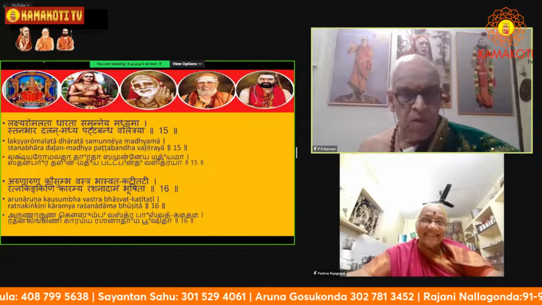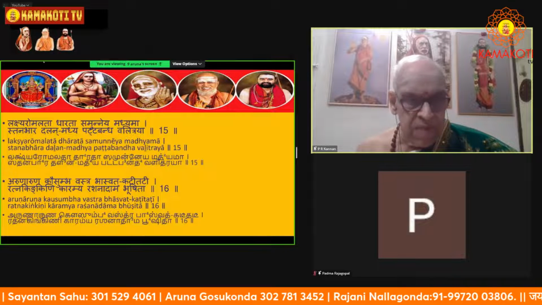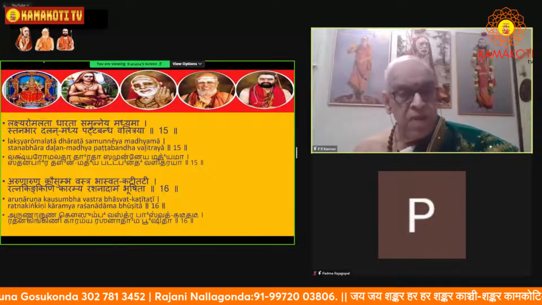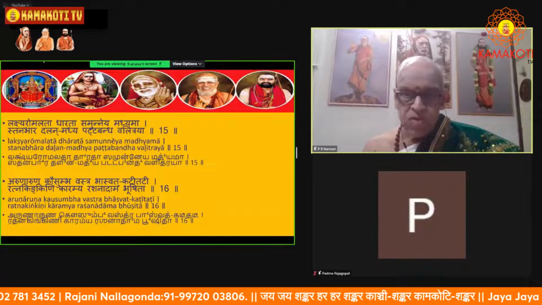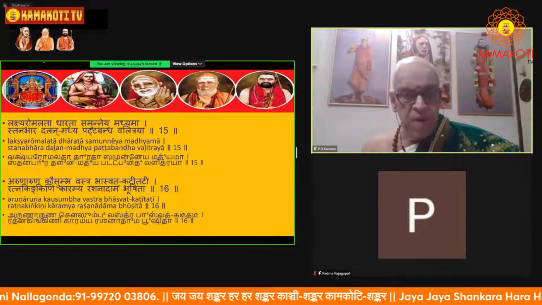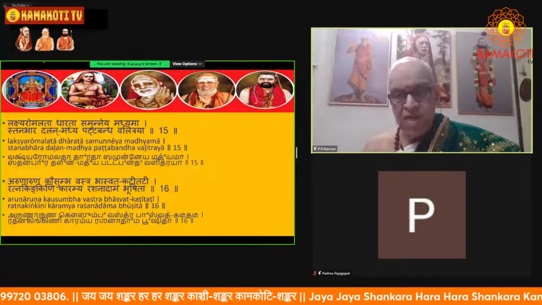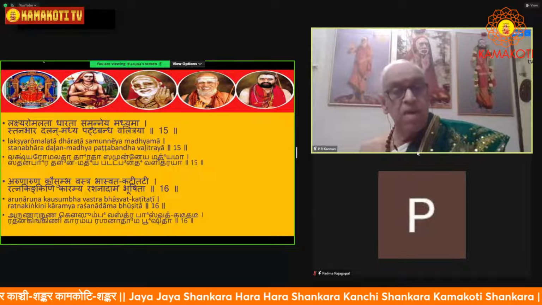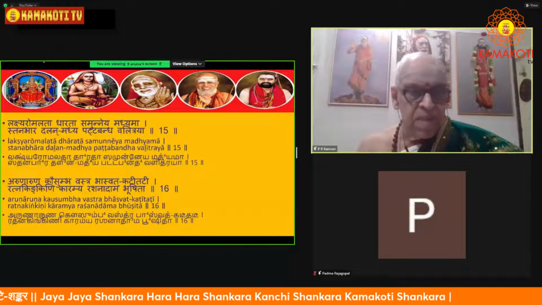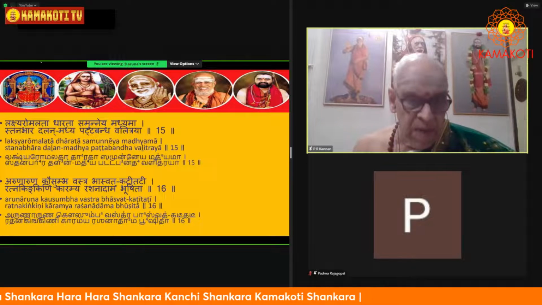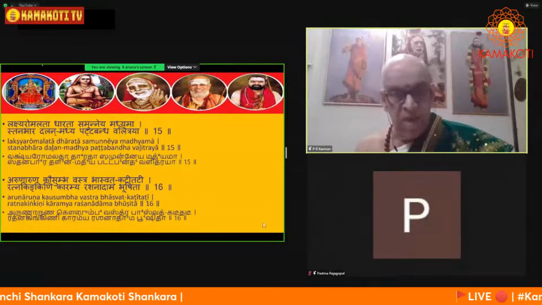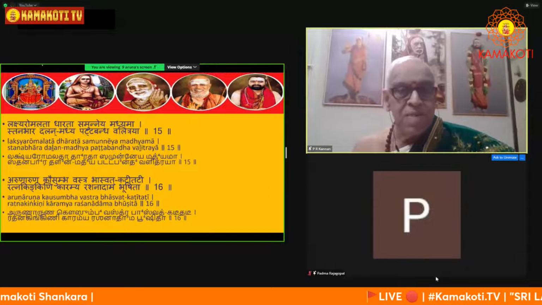Lakshya Romalata Dharata Samunneya Madhyamam. Now we talked about the creeper, which is the hair, which is coming above the navel. We saw that in the last sloka. Now that is visible, he says, Lakshya. This Romalata is visible, but there is a foundation for it, isn't it? Every plant has got a foundation, has got a base. Now what is the base? Adhara. Lakshya Romalata Adharata.